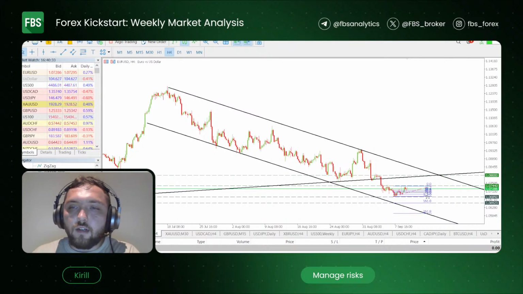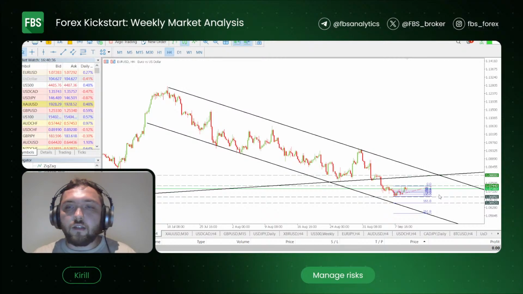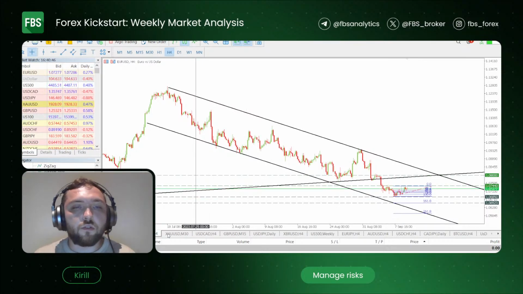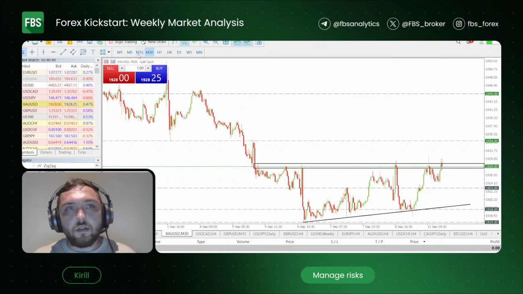Okay, so here is the EUR/USD technical analysis. As I said, the global trend is declining, so sell trades are more preferred. However, if the price breaks out of this horizontal range to the upside, let's buy this.